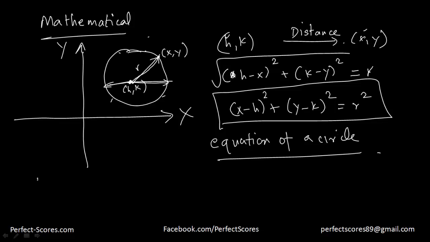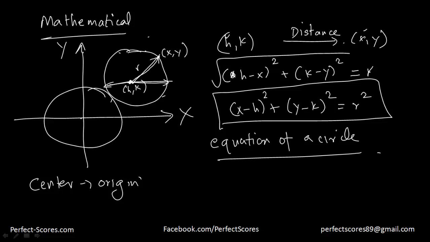Now one more thing: if the center of the circle is at the origin, then h would be 0 and k would be 0. Then the equation of the circle would be x square plus y square is equal to r square, because those terms will be equal to 0. So this was the video about the equation of the circle.